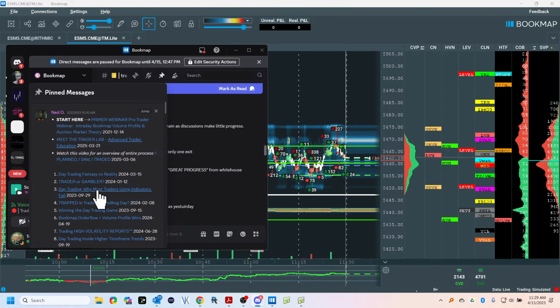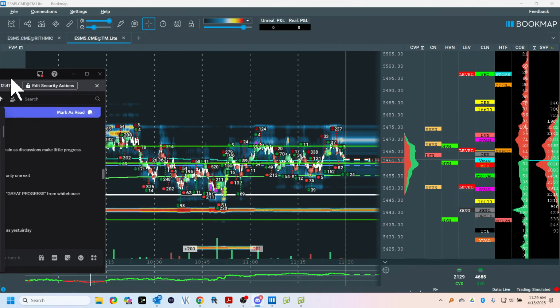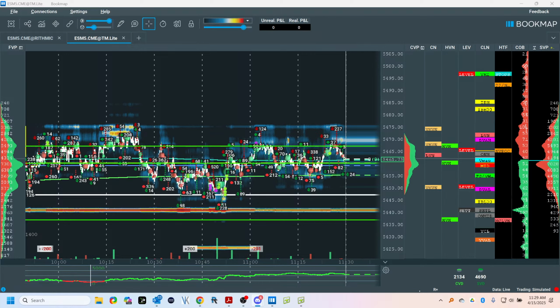Then there's another one here: Why most traders using indicators fail. I think you're getting the idea, but if you want to get more of the idea, there's also Trapped in Trader Groundhog Day. That's trying to fix a defective process, and you still have winners, but overall you're not moving towards the goal. You're moving in the wrong direction. That's what happens to all of us.